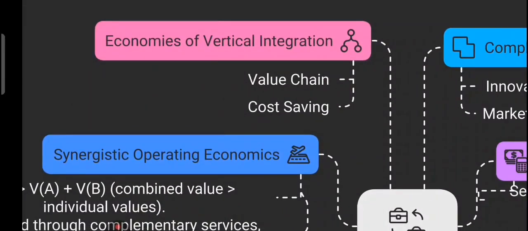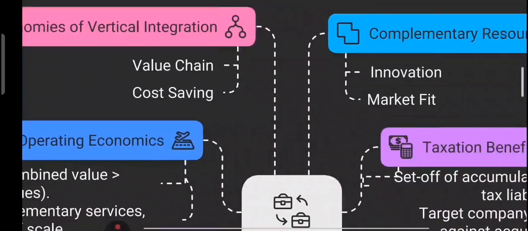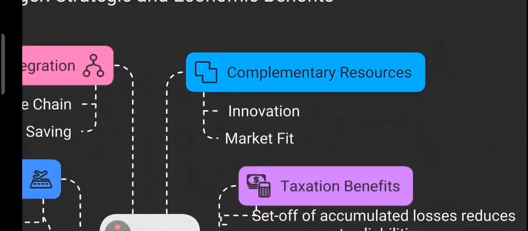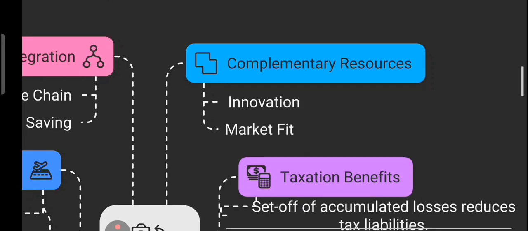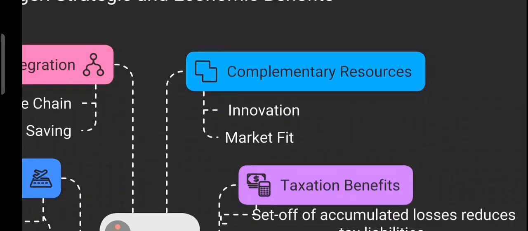Then we have the power of complementary resources. Basically, when one company has strengths that fill another's gaps, it fosters innovation and ensures a perfect market fit. Complementary resource means that one company's strengths fill another's gaps, so it fosters innovation and ensures a perfect market fit. That is called complementary resource.